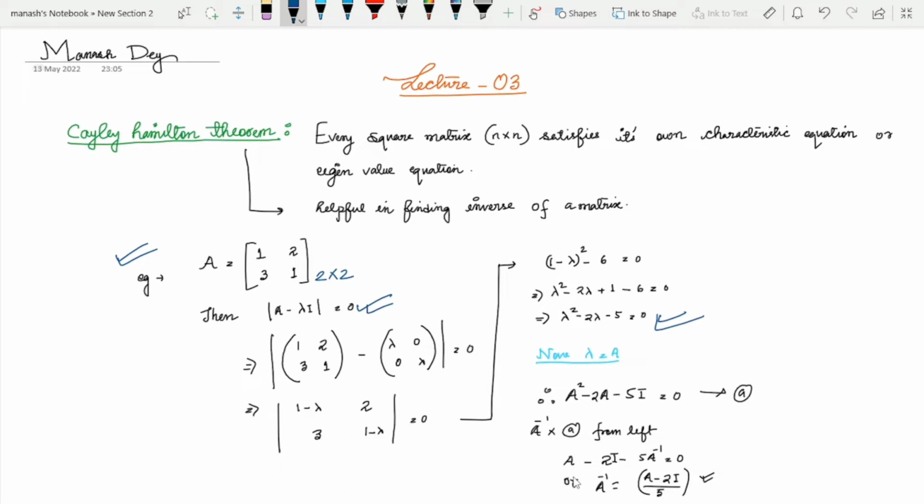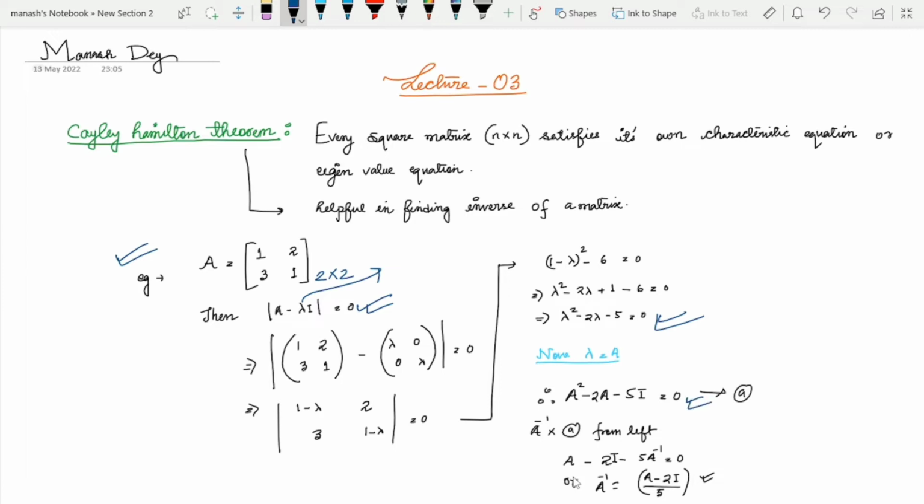Now as you can see, the Cayley-Hamilton theorem states that every square matrix satisfies its own characteristic equation. What is the aim of the characteristic equation? The aim is to find the eigenvalues of the corresponding matrix. According to the Cayley-Hamilton theorem, the matrix satisfies its own characteristic equation, that means the matrix is the zero of the characteristic equation, right? So if you put lambda equal to A, in place of lambda it would be A, so A square minus twice A minus 5I is equal to 0.